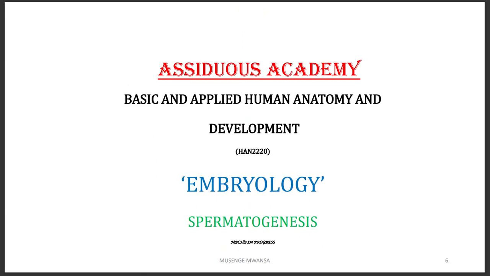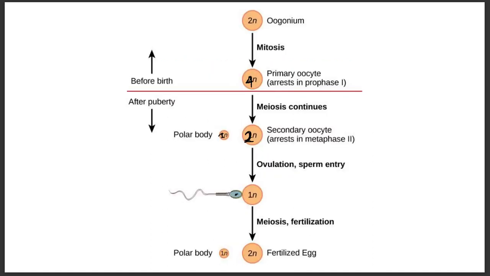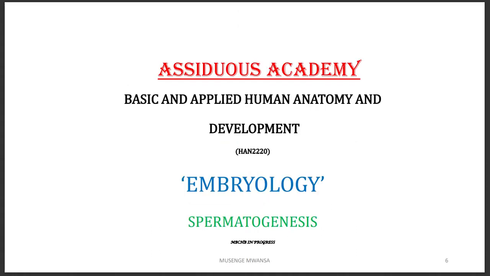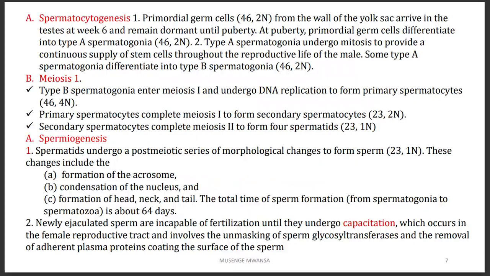The one we are calling the mature oocyte is what we call an ootid. So let's talk about spermatogenesis. Just like oogenesis, you have first spermatocytogenesis. This is the formation of spermatocyte. And then we're going to have meiosis and then spermiogenesis. So this is the division of spermatogenesis.